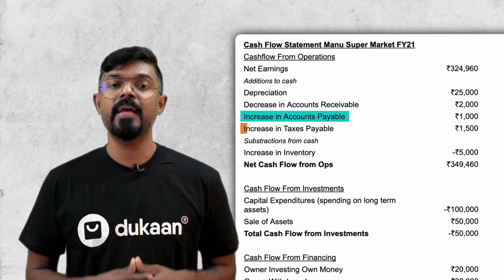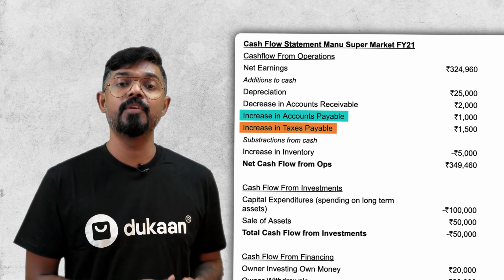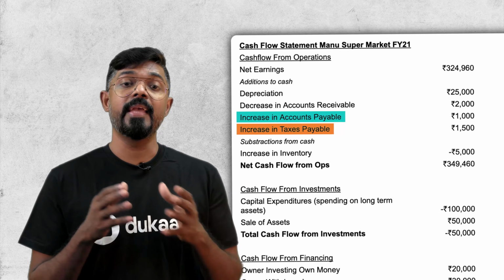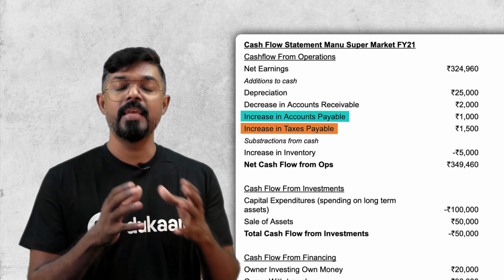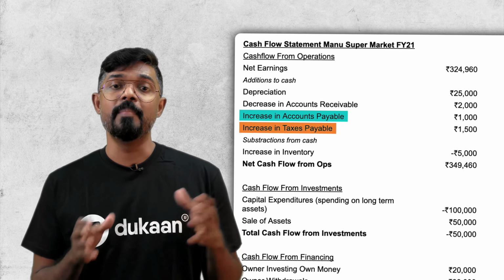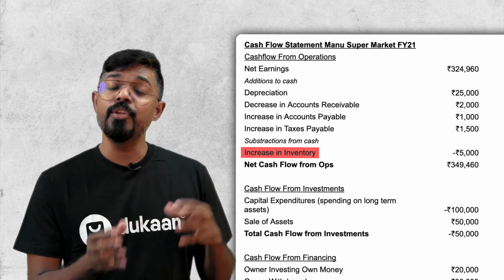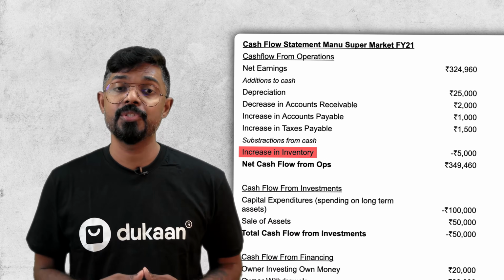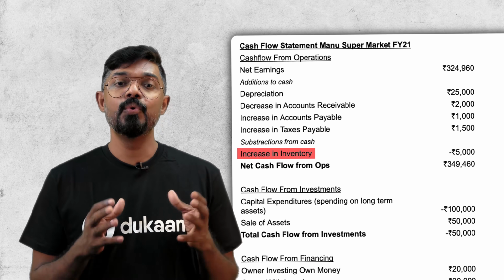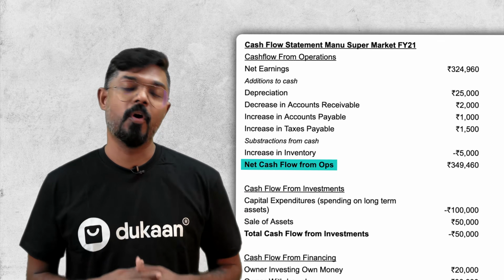Increase in accounts payable and taxes payable are also added for the same reason that you get an influx of cash when your debt increases. Now, what's deducted from net earnings is an increase in inventory. Why? Because in order to buy new inventory, you need to pay cash. When you add all this, you get the net cash flow from operations.